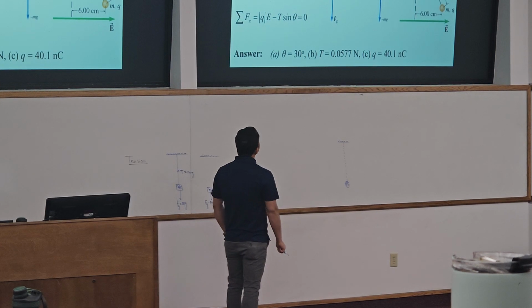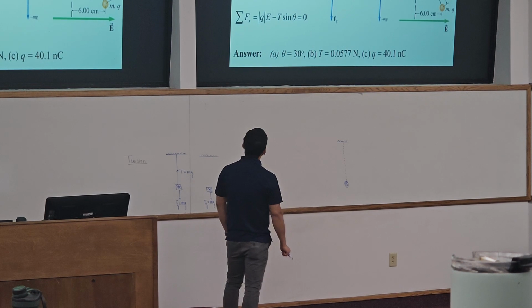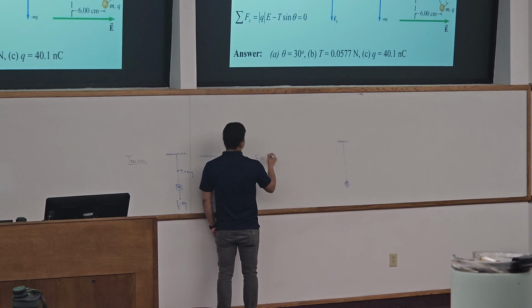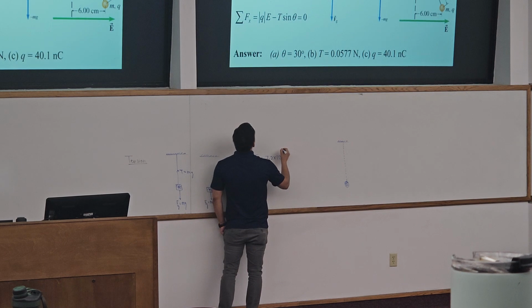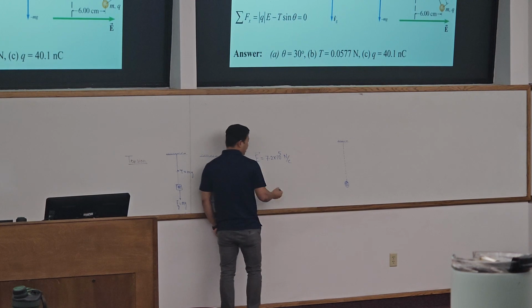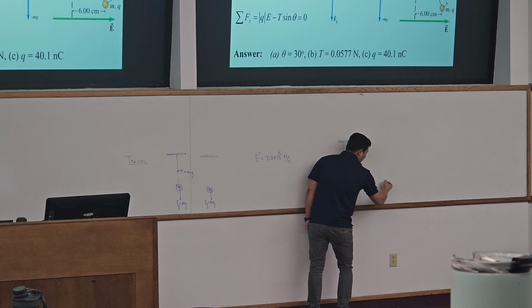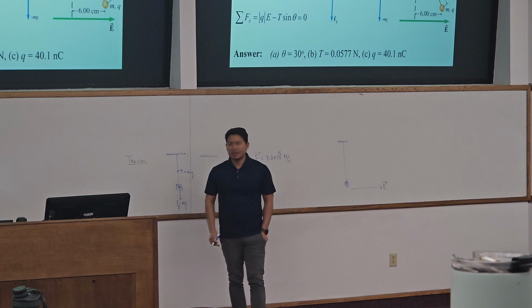By charging some nearby flat metal plate, the sphere is subject to horizontal electric field of magnitude 7.2 times 10 power 5 Newton per coulomb. Okay, electric field is given, 7.2 times 10 power 5 Newton per coulomb. Let's consider electric field is along this direction, in a positive direction.